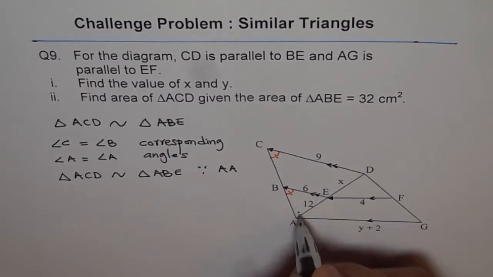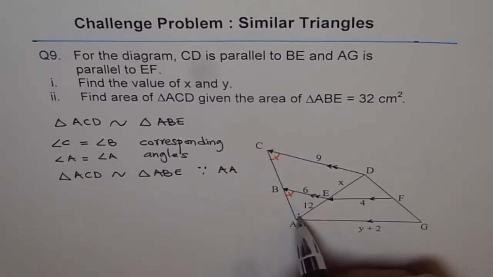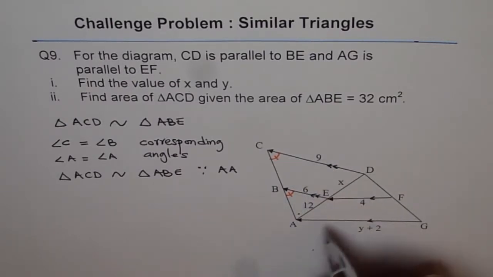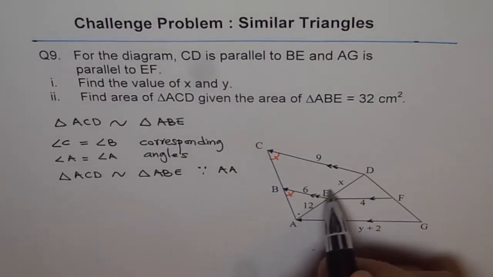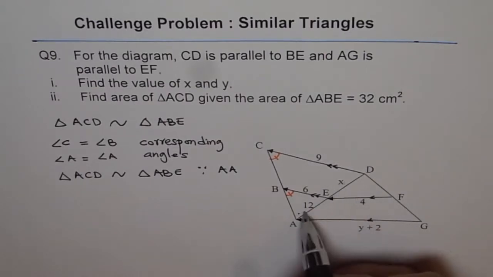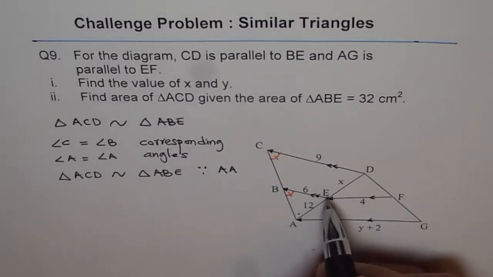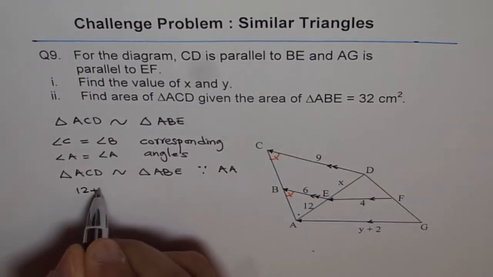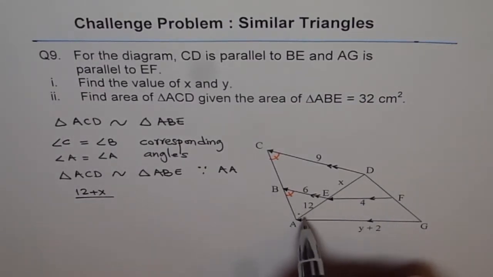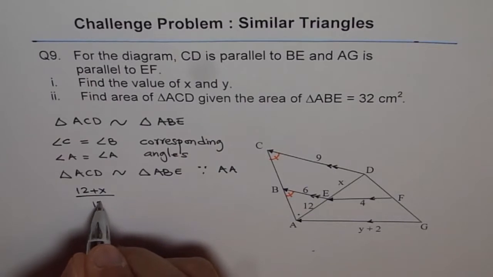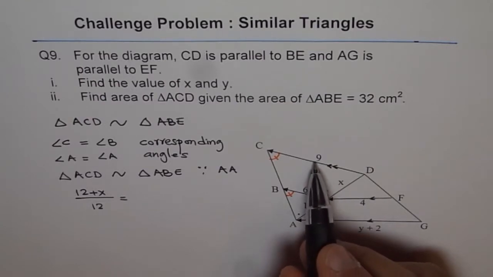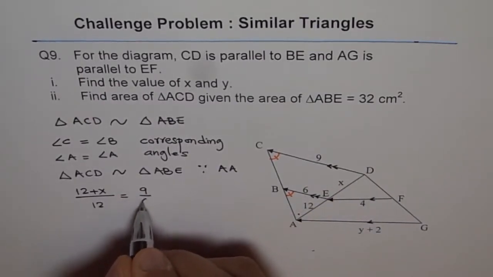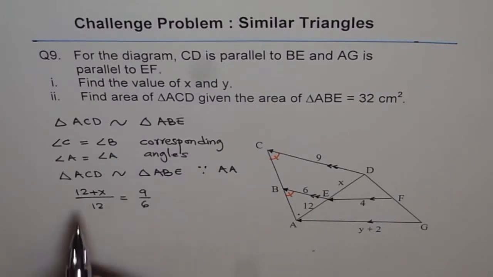So we have proved that this is a common angle. Now fortunately we have both the sides opposite to this angle given to us. Now for this angle the side opposite is 12, and for this angle side opposite is 12 plus x. Do you see that? We need to find x, so we'll write that first. So we can write 12 plus x, which is side opposite angle C, over, in the small triangle opposite to this is 12, is equal to, if we see with this A angle, in the big triangle it is 9 and small is 6. 9 over 6. Correct?